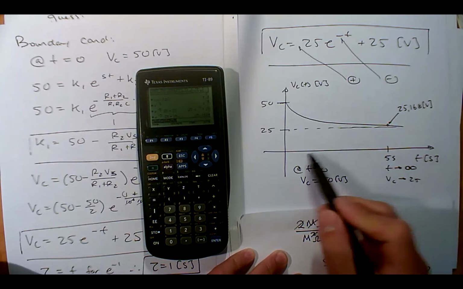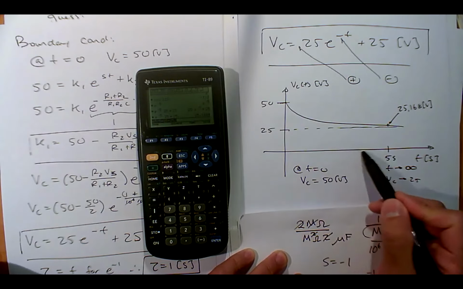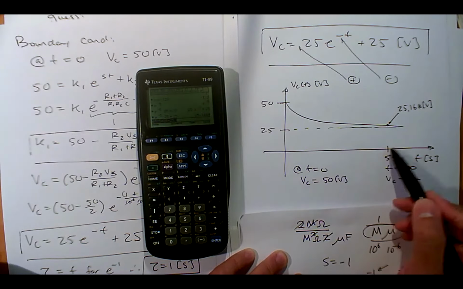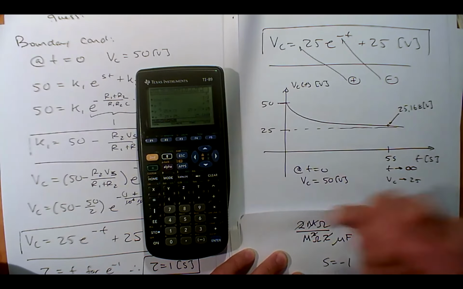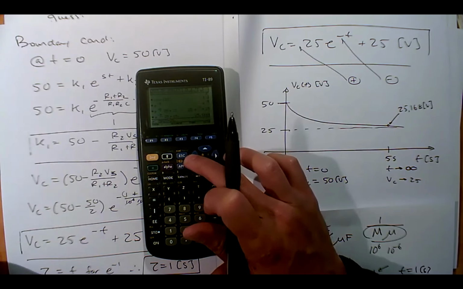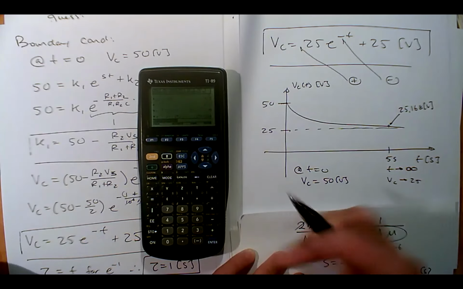At 5 seconds, that's the equivalent of 5 time constants. At 5 time constants, you can see that we're nearly there, and this proves that we are. Okay, what about at 1 time constant? Well, that's 1 second.